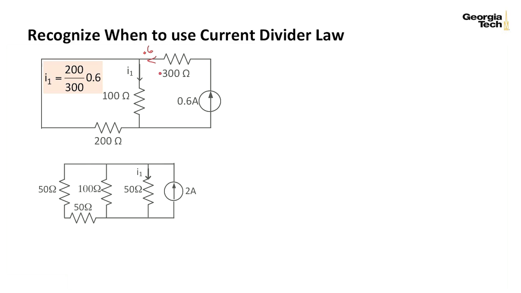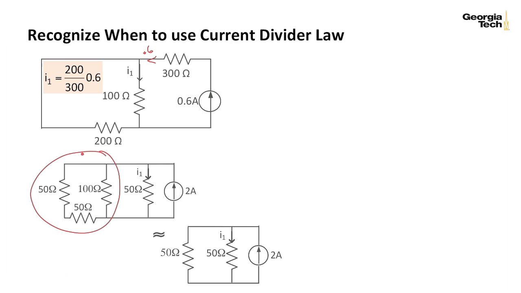Here's another case where I've got 3 resistors in parallel. Actually, these two are combined right there to be one resistor. If I look at them as series, I can combine them. But I've got 3 branches right here. Now, the current divider law only allows 2 branches. So that means I'm going to have to take this part of the circuit and reduce it down to 1 equivalent resistance. And if I do that, I would find that it's equal to 50 ohms. And in this case, if I've got 2 amps going in, then it's going to be split equally between these 2 branches, and each one will get 1 amp.